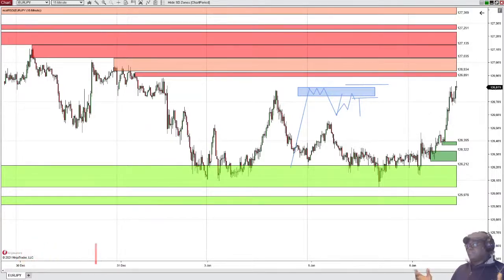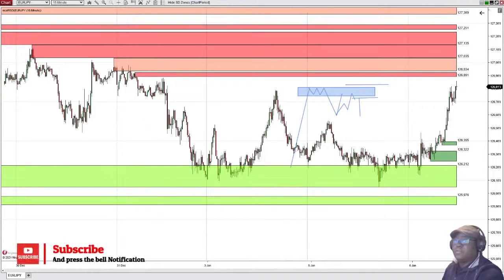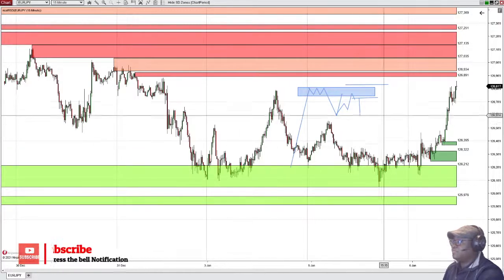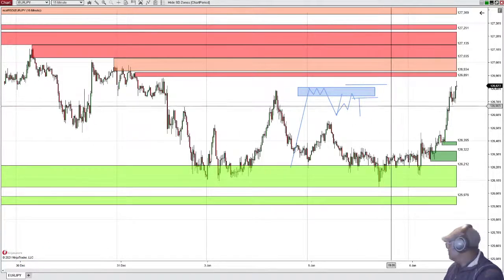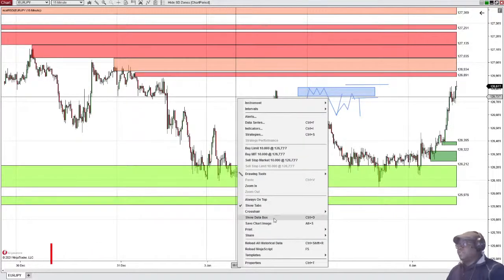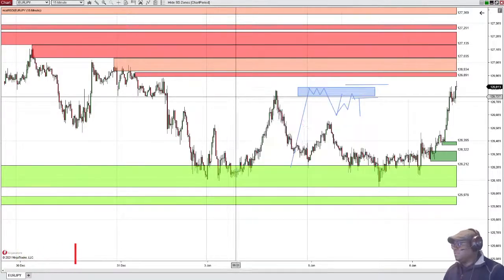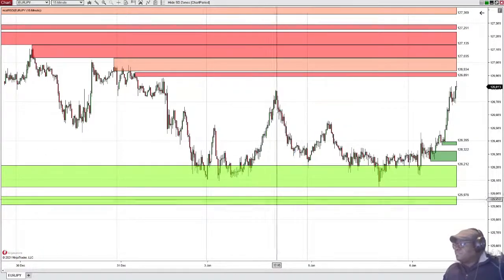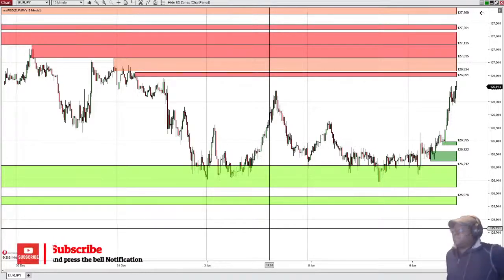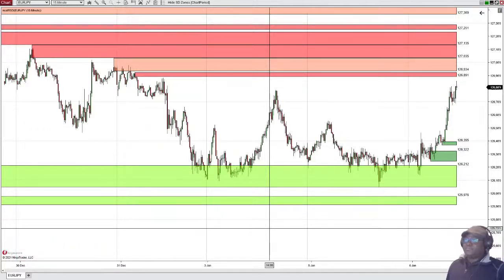So that is one way I trade the supply and demand. That's another entry I always use. You need to really backtest. It's not something you can just say. You have to really backtest it, because if you don't know this, then you're just trading blindly.